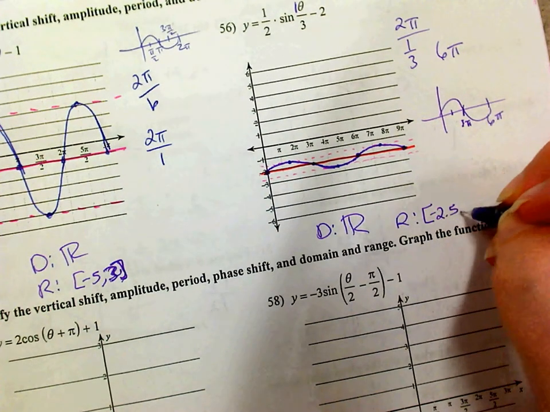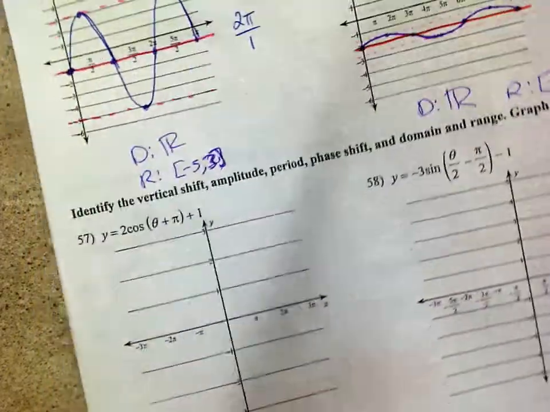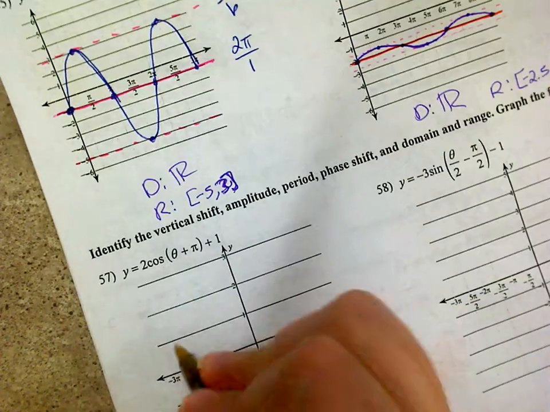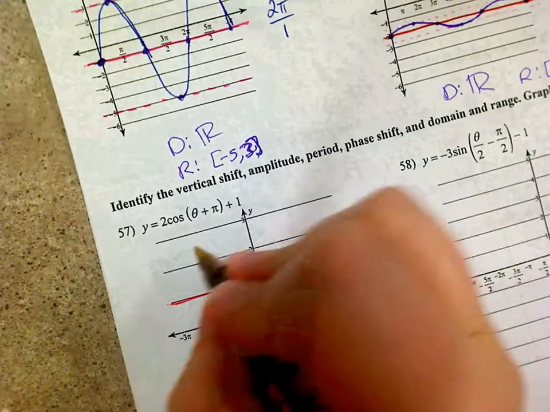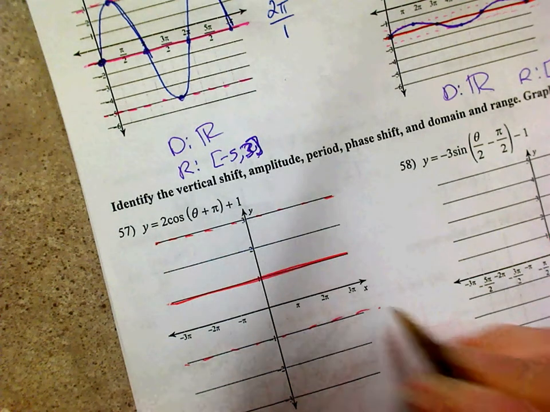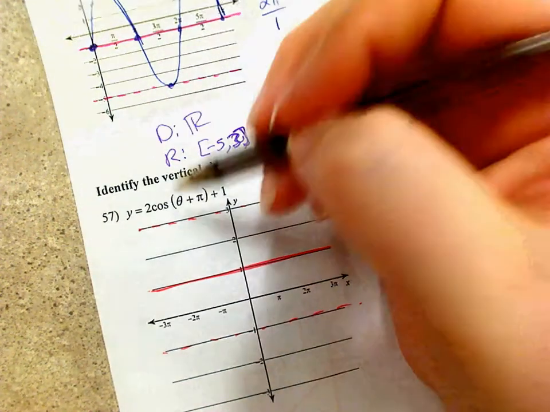Okay, we go down 1, or up 1, sorry, because of +1. We have an amplitude of 2. Okay, and the period in this wave, the b is just 1, so the period is just 2 pi. Okay, if the period is 2 pi, then that means I should see a complete wave between 0 and 2 pi. Okay, a complete cosine wave.